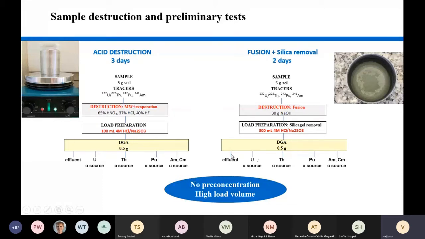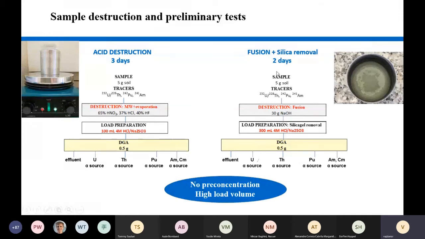Then in method 2, we used fusion with sodium hydroxide, acidified the sample, and loaded it again to the DGA column. So what we found is that the fusion is fast. It can take a couple of hours altogether, but acidifying the sample caused the production of a lot of silica gel that made the whole procedure slow again, 2-3 days.